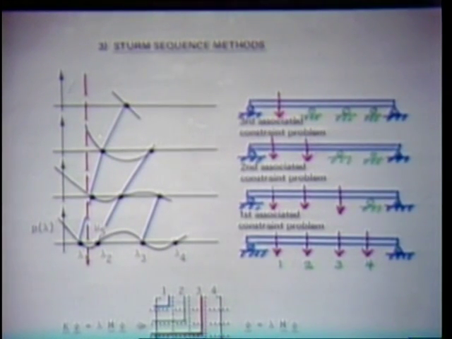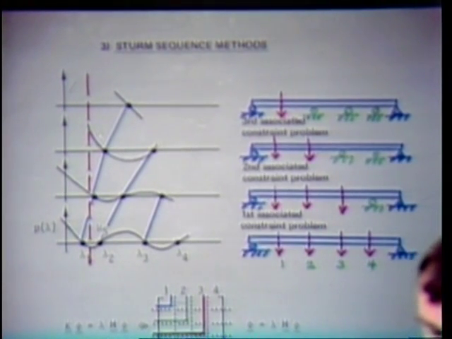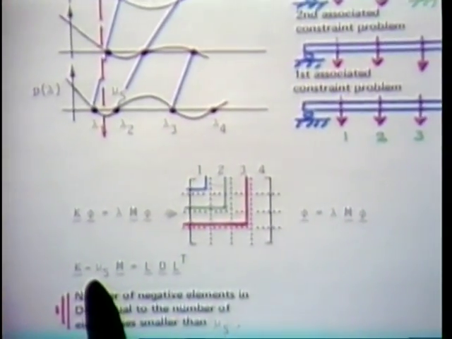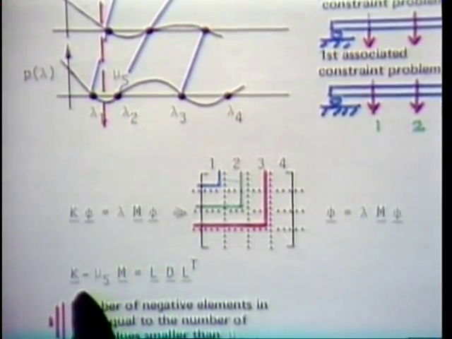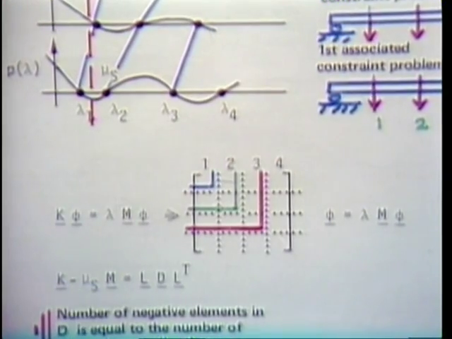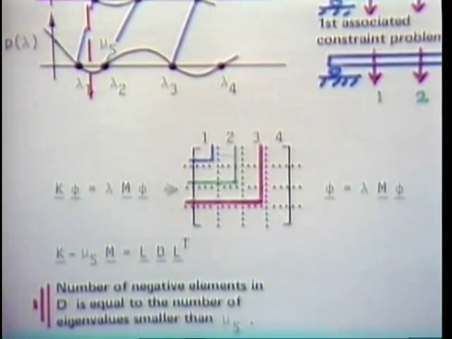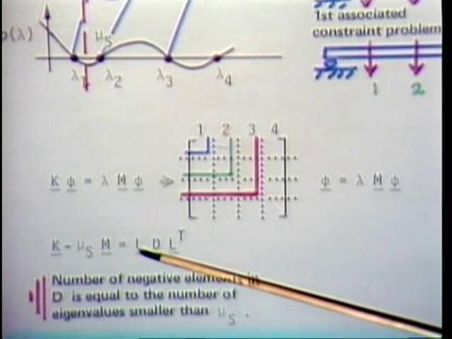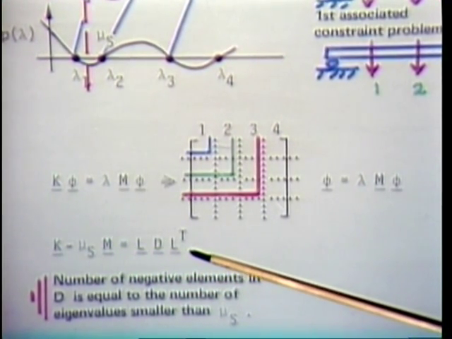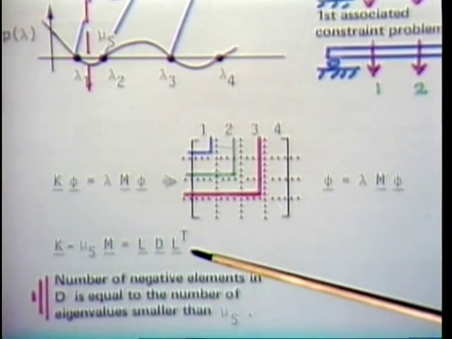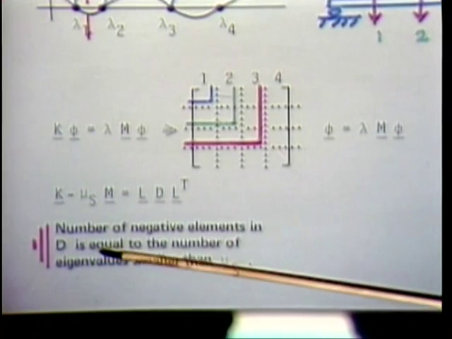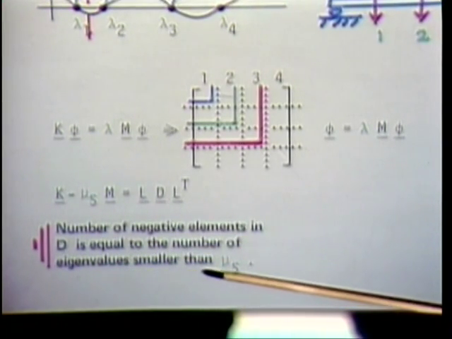And here the basic idea is the following. If we look at this eigenproblem, and I use a 4×4 matrix here, then if we take a shift on this eigenproblem, mu s, and this is the shift here, then if we factorize K minus mu s M equal to LDL transposed, again using our Gauss elimination procedures basically, then the number of negative elements in D is equal to the number of eigenvalues smaller than mu s.